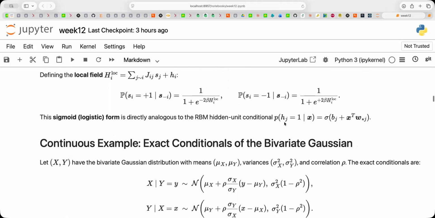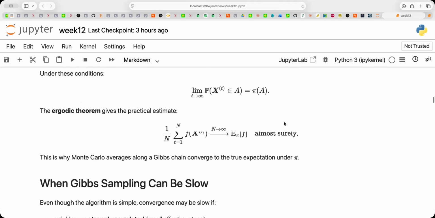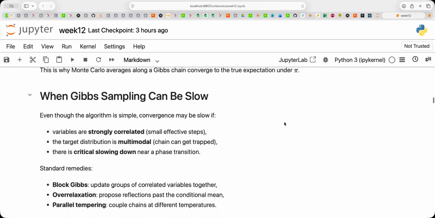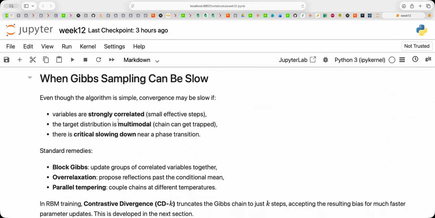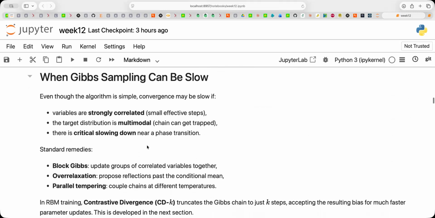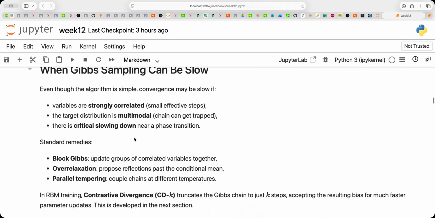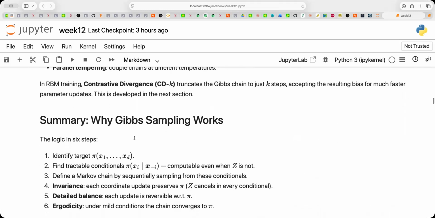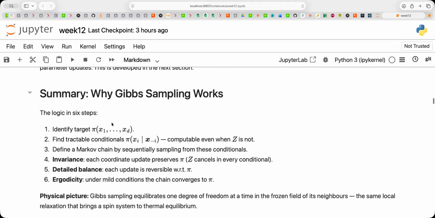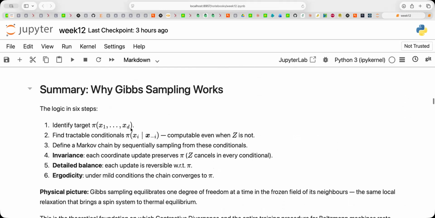I'm going to skip some more details, but I wanted to tell you when it can be slow. It's simple: if you have variables which are strongly correlated, then we can have problems. If the target distribution is multimodal, there can be problems. There's a critical slowing down near a phase transition, if you're looking at phase transitions. And these are some basic things. And why it works: you identify the distribution, you find tractable conditionals, and this is what we have with the standard Boltzmann distribution.